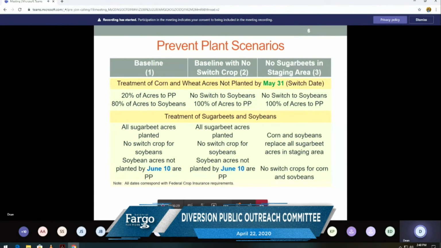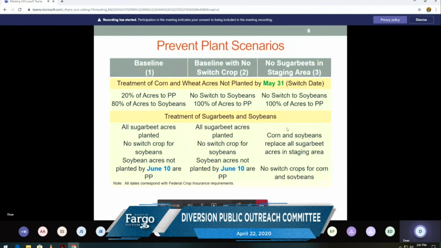So we have 3 scenarios with this analysis. The baseline is the treatment that you guys received last month, and that means that corn and wheat acres not planted by May 31st, that's our switch date, 20% of those acres would become PP and 80% would be switched to soybean. The reason for some of that being PP is we recognize not all lands are going to be available to plant at that switch date, and in some cases, some lands would not be suitable for planting to soybean. All the sugar beet acres get planted, so we're not dealing with that. There's no switch crop for soybeans; soybean acres not planted by June 10 go to PP, and that's according to federal crop insurance guidelines.